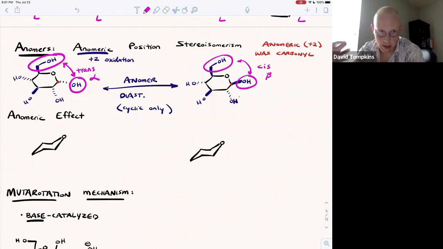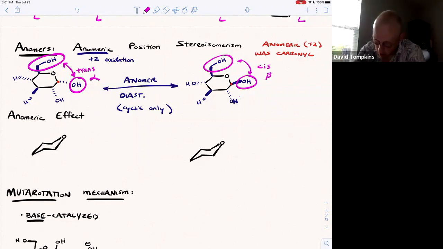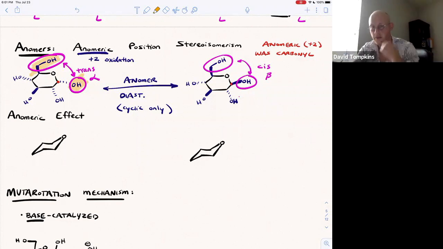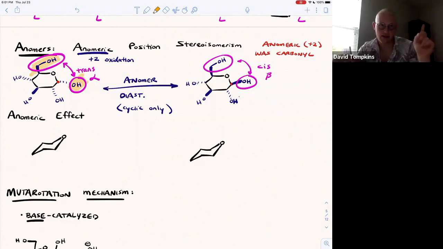It's a relative relationship. Cis and trans are relative, right? So it's always about the anomeric OH here and where it is relative to the primary alcohol. If they're on opposite sides, trans, either up, down, or down, up, then it's alpha. If they're both on the same side, either both up or both down, then it's beta.